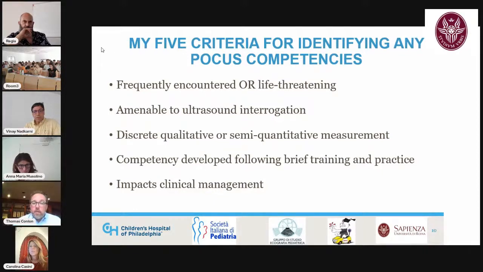I want discrete, qualitative, or semi-quantitative measurements, meaning a pretty simple assessment. Is it present or absent? Is the dysfunction moderate or severe? Or is it normal? I also want my competency, or the skill that I develop, to be following brief training. I don't want to have to take a 3-year fellowship to be able to answer a relatively simple question. And I also want something that is impactful in my clinical management.